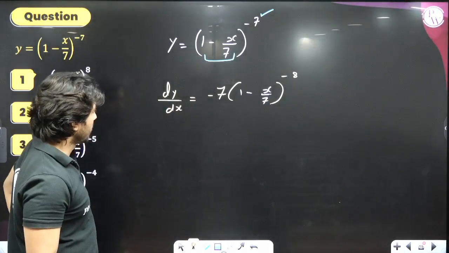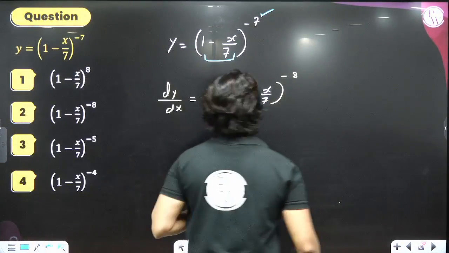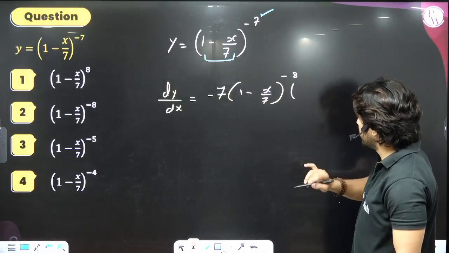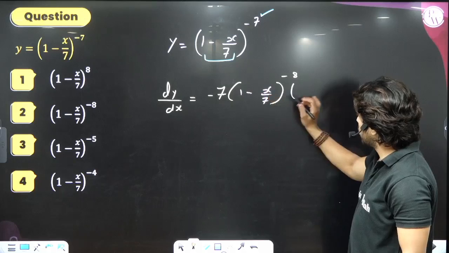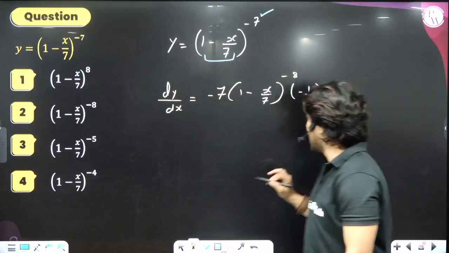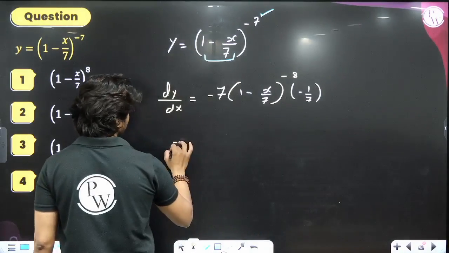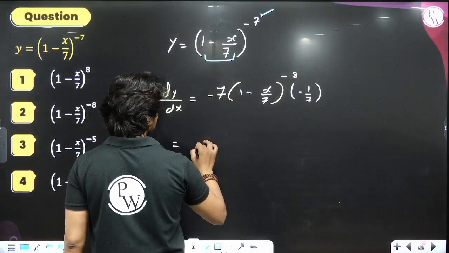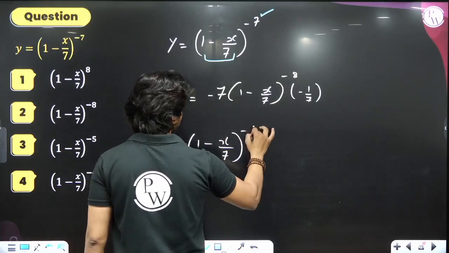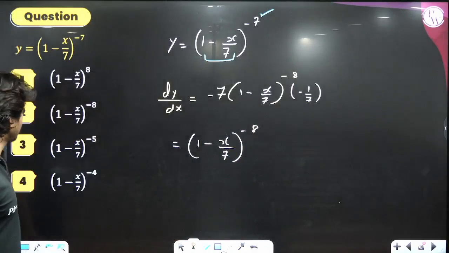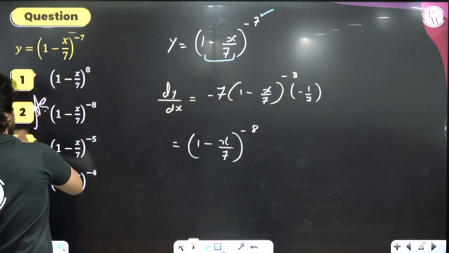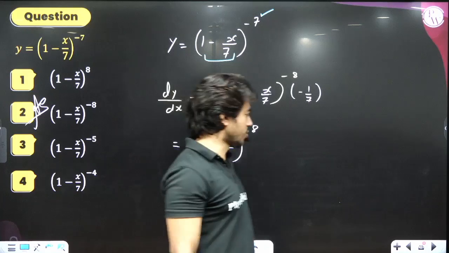Okay, cool. Now differentiate the inner function. The differentiation of 1 is 0. x upon 7 gives, with the minus sign, minus 1 by 7. Okay. So what is the answer? The answer is going to be simply ((1 minus x) by 7) to the power minus 8. This is the answer. Easy question.